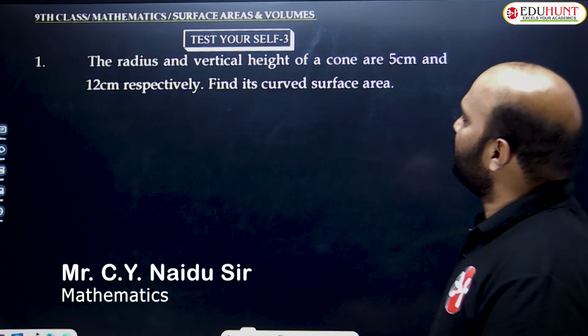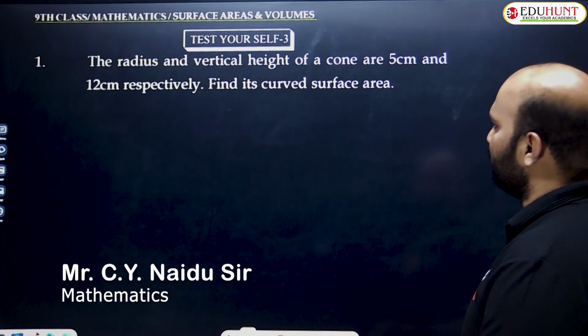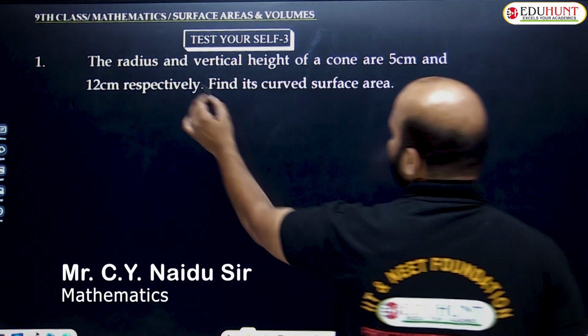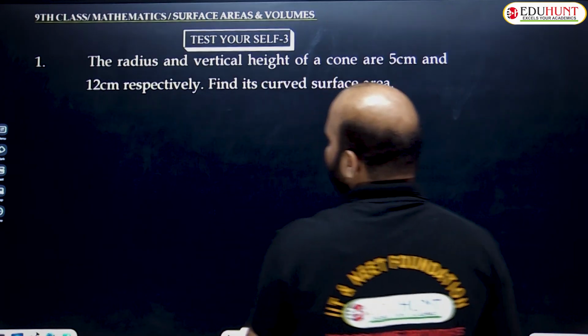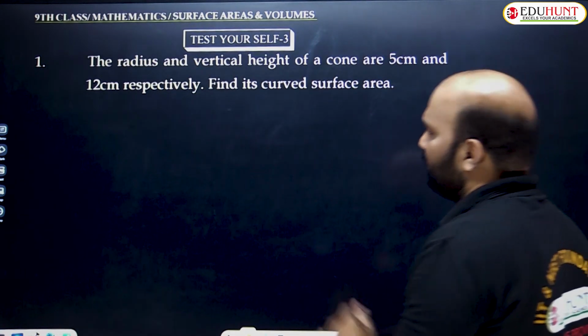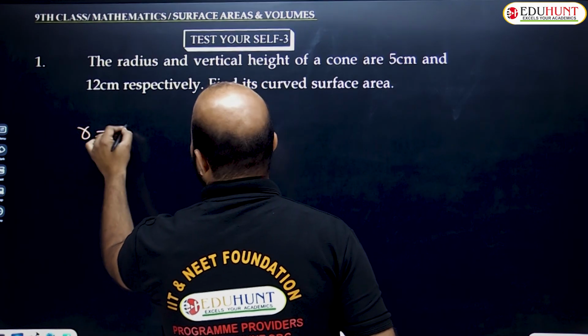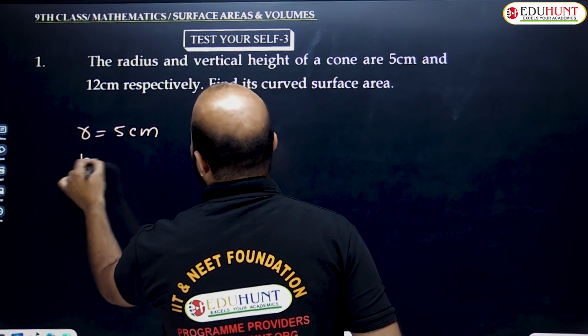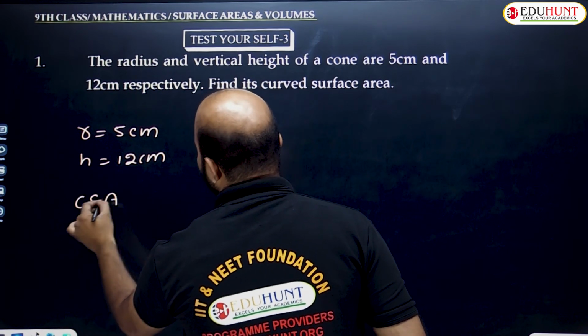The radius and vertical height of a cone are 5 centimeters and 12 centimeters respectively. Respectively means radius first, next height. So the radius is 5 centimeters and the height is 12 centimeters. Find the curved surface area. The question is asking for the curved surface area of the cone.